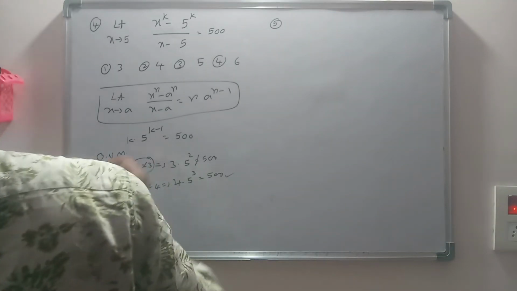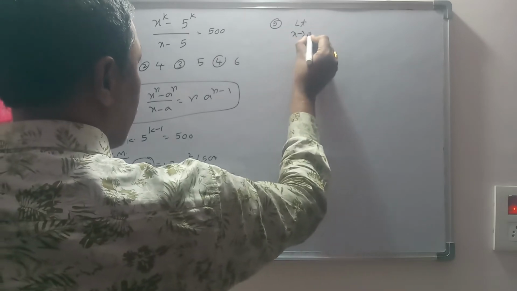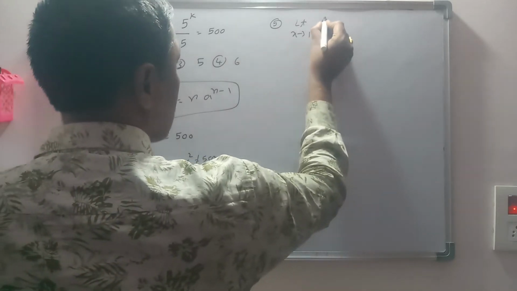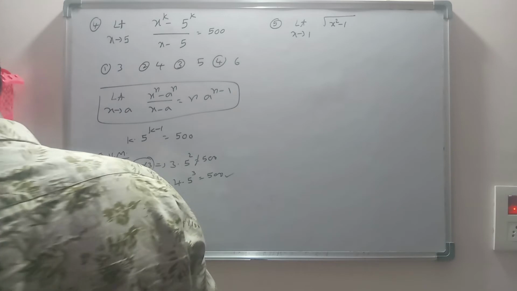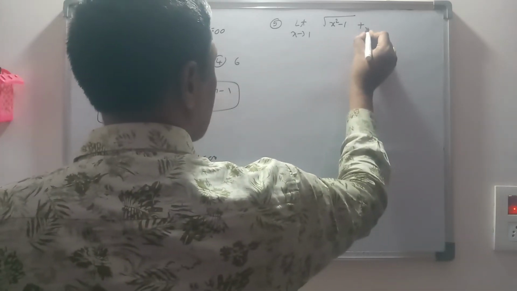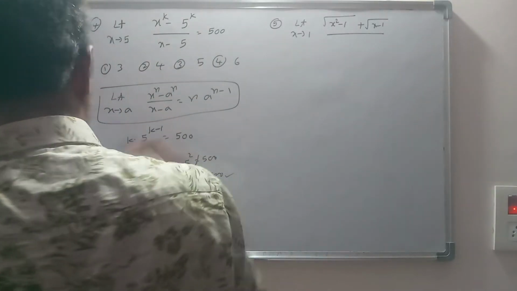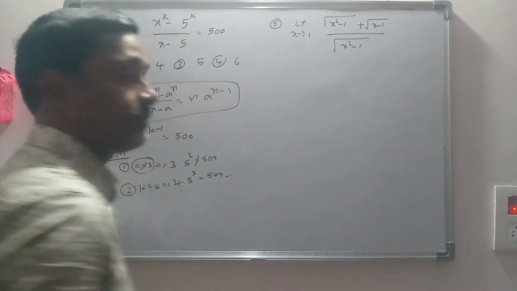Limit x tends to 1, root of x square minus 1 plus root of x minus 1 by root of x square minus 1.